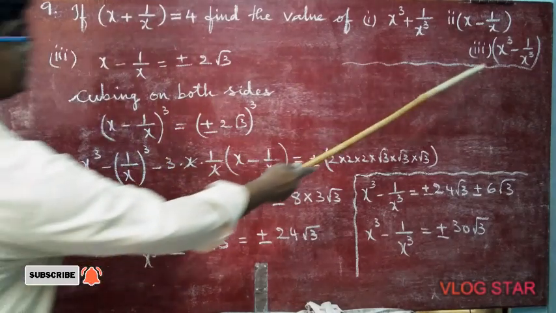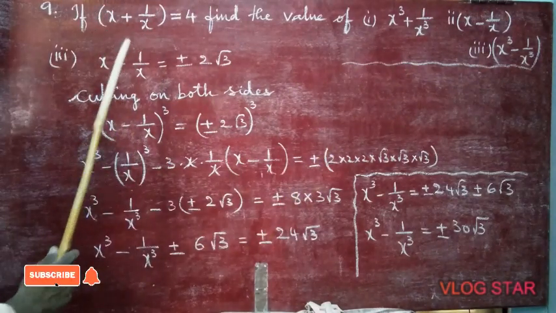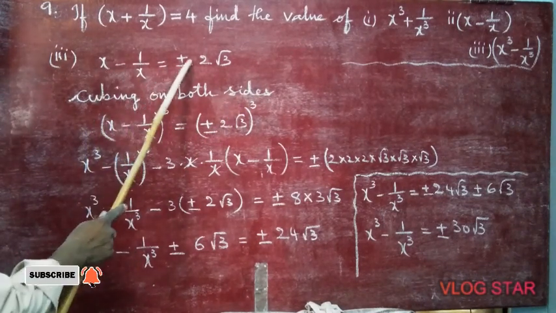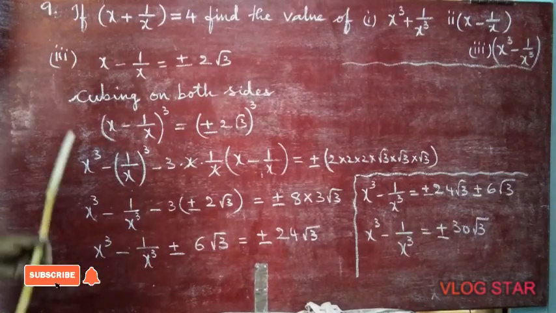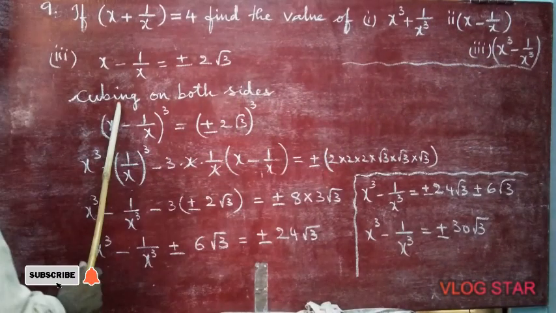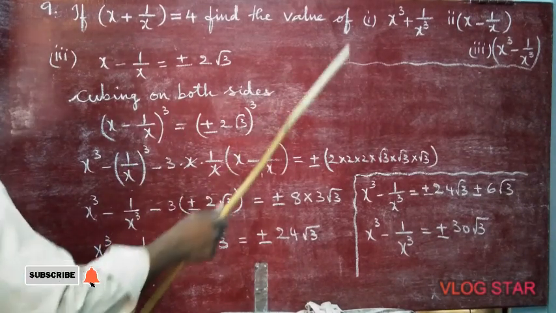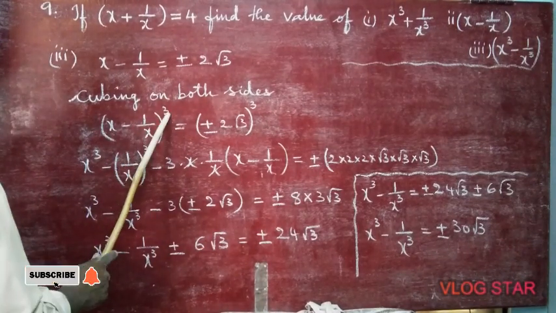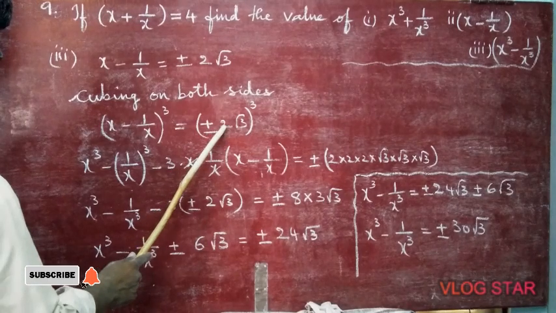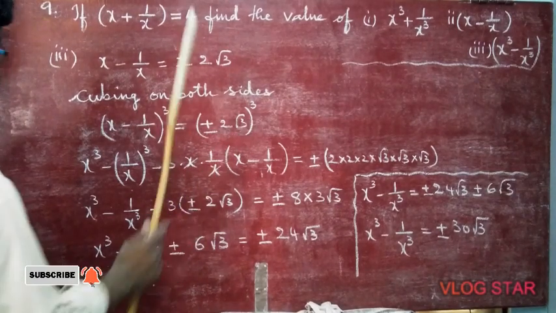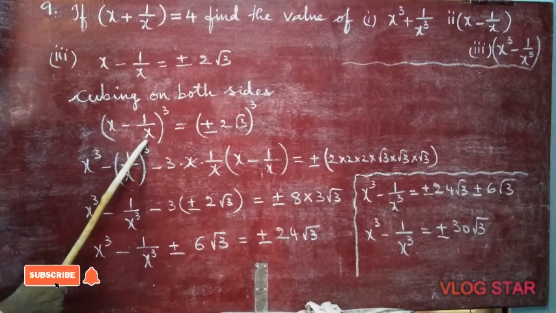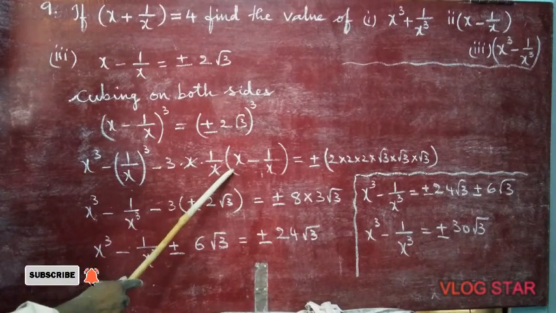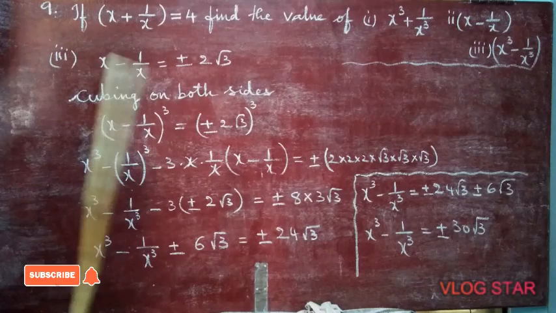In the ninth problem, third bit. Just now we got the second bit answer: x minus 1/x is equal to plus or minus 2 root 3. In the third bit, cube is there, so cubing on both sides. x cube minus 1 cube, so cubing is the hint for us. (x minus 1/x) whole cube is equal to (plus or minus 2 root 3) whole cube. We know the formula: (a minus b) whole cube is equal to a cube minus b cube minus 3ab into (a minus b). You have to write that formula compulsorily.